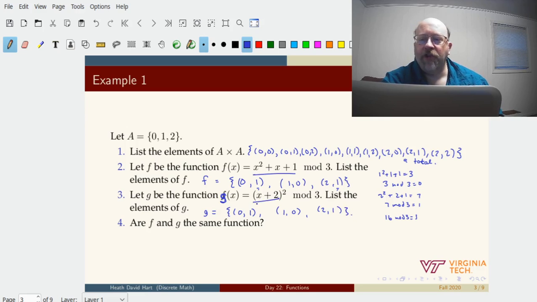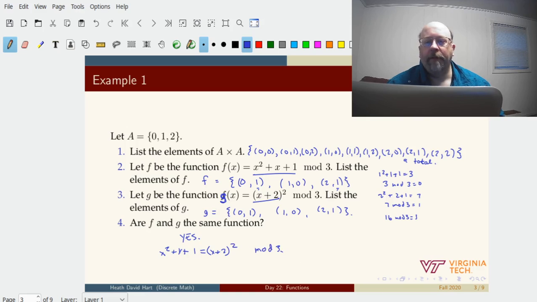Are these the same function? That's what this is saying. And it turns out the answer is yes, because they give me exactly the same results, because we're doing this mod 3. In the real numbers, these would be different functions. But in the set A, which is only 0, 1, and 2, and we're doing our calculation mod 3, these turn out to be exactly the same function. x squared plus x plus 1 does equal (x plus 2) squared mod 3. We'd actually say that they're congruent mod 3 instead of equal mod 3, but that's okay.